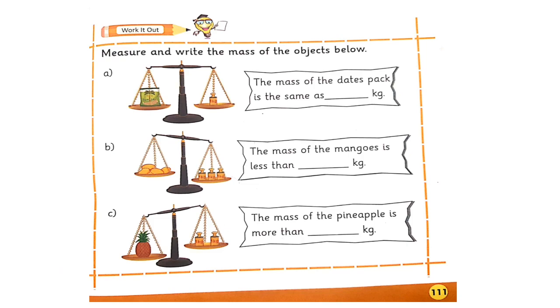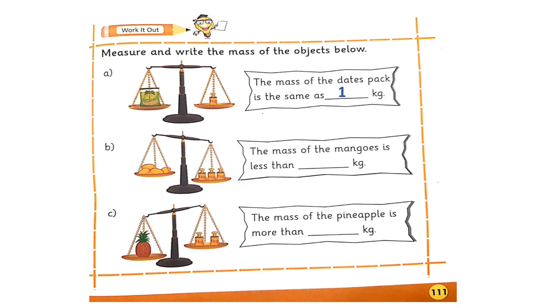Let's start the exercise. Take out your math books, open page 111, exercise, work it out, measure and write the mass of the objects below. The first one is dates pack. The mass of the dates pack is the same as dash kilogram. Yes, it's 1 kilogram.